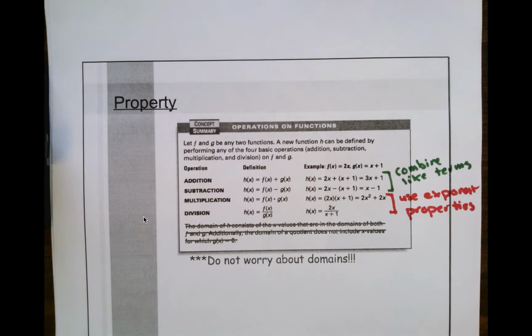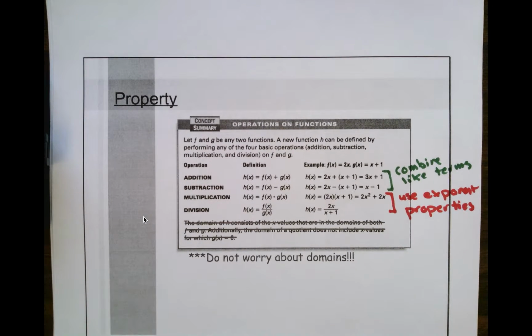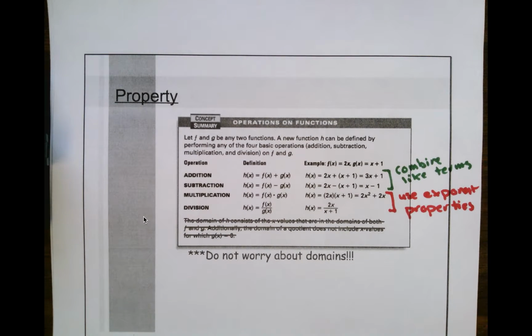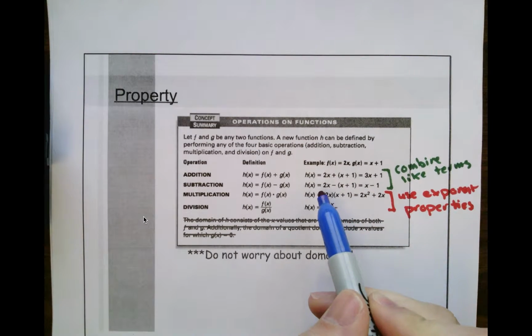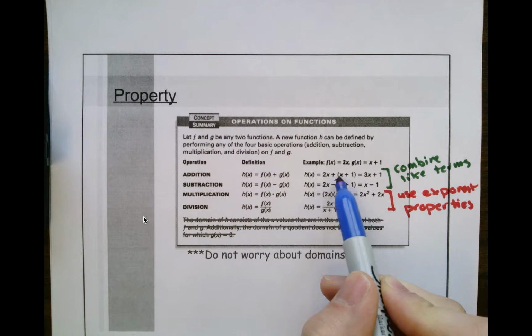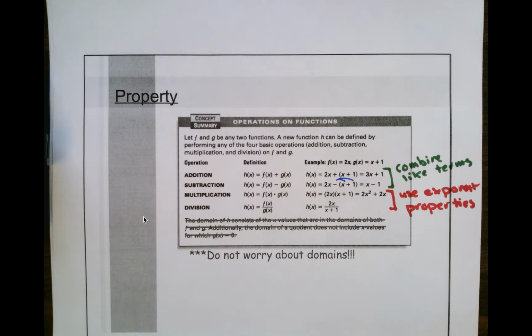So, our operations, these are things that we have done before and we should feel confident doing. We're adding or subtracting, multiplying and dividing. When we add or subtract, we need to combine the like terms of our two functions. As it's showing here, it's just adding straight across. If we're subtracting, remember we need to distribute that negative sign to both, change the sign, then combine the like terms. For multiplication and division, we're really just using the exponent properties we've been doing.